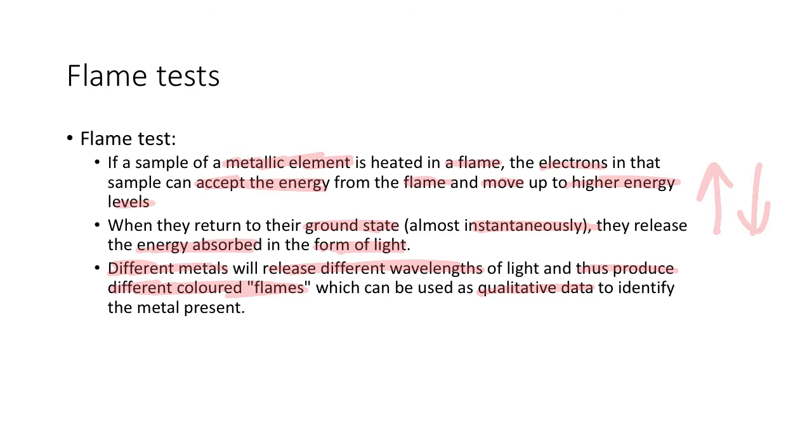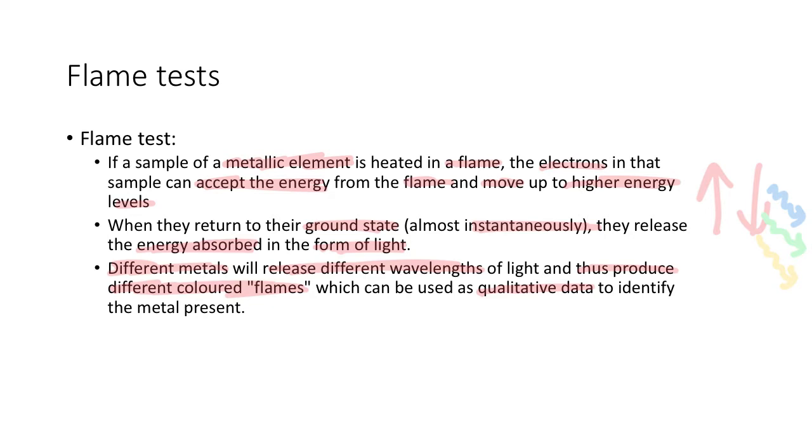Okay, so when it goes up and then it comes down, it releases energy, and that energy might be in the form of blue light, it might be in the form of green light, it might be a form of yellow light, or it could be a combination of all three: blue, yellow, and green lights. Okay, but when the electrons come back down to their ground state, that's when they release their energy.